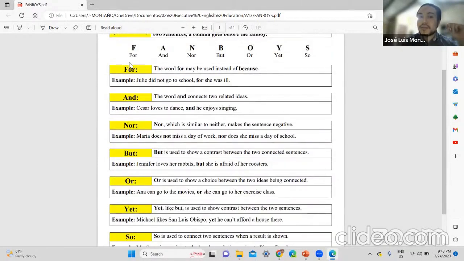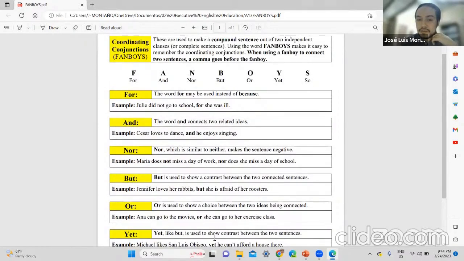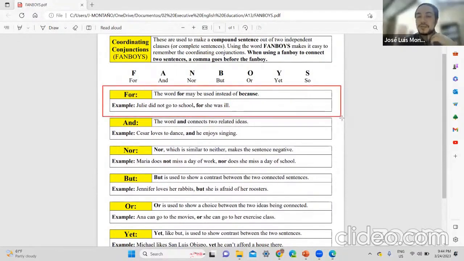Okay, and each one has a specific meaning. Perhaps we know the meaning of all of them, but the ones I would like to reinforce are for, that means because, right? Nor, that is only used for negative ideas and agreement for a negative expression, and yet, that has the same meaning as but in this context when it is used at the beginning of the second idea, right? Yet he can afford. So let's only read the examples for these three, please, before we get to practice with some more complex ideas. So the one with for, let's read the explanation. Okay, for the word may be used instead of because. Julie did not go to school for she was ill. Good. Now let's go to nor.